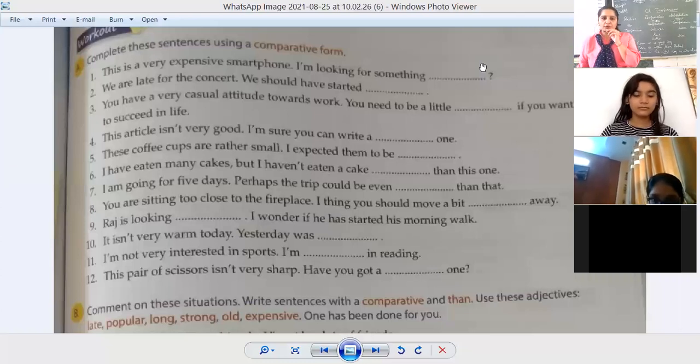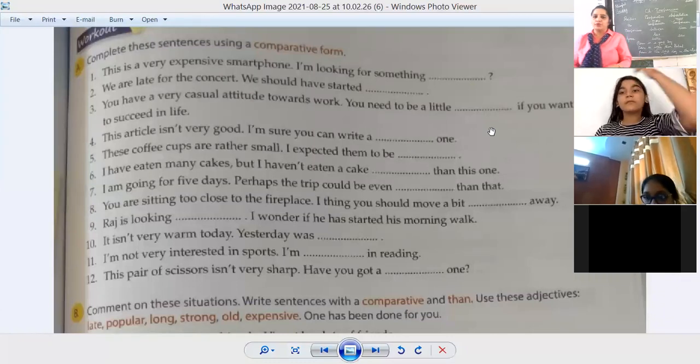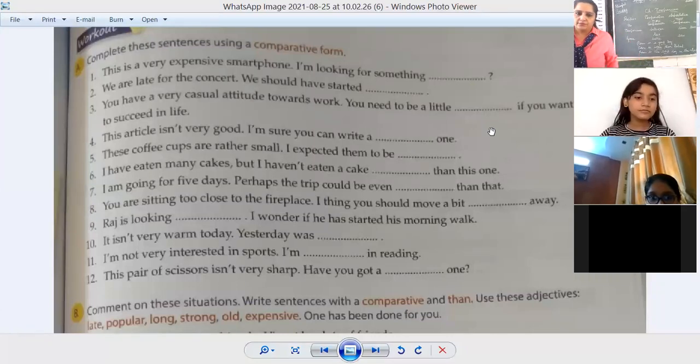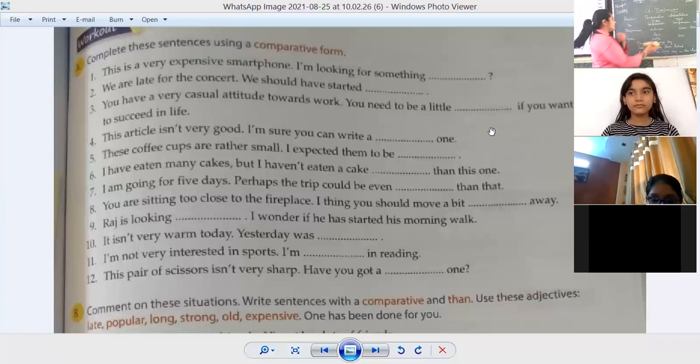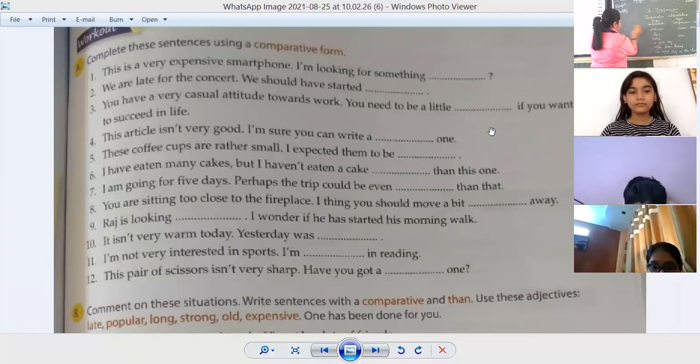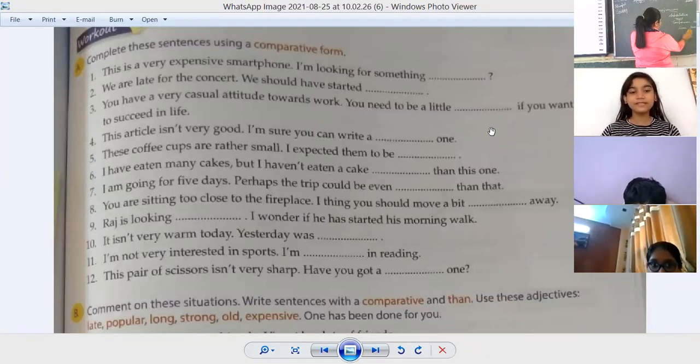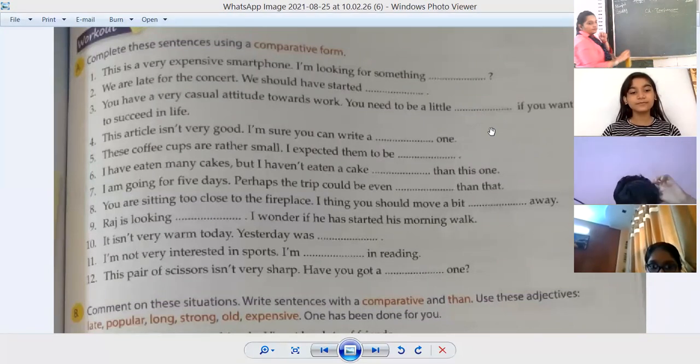Yes, ma'am. So now we are going to do the exercise part. You can see here. This is a very expensive smartphone. I'm looking for something. What can you write here? You are comparing. What is the antonym of expensive? Cheap. Then, because we are comparing here, we have to use er. I'm looking for something cheaper.